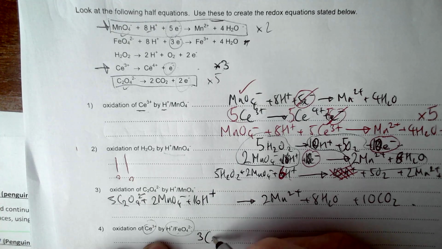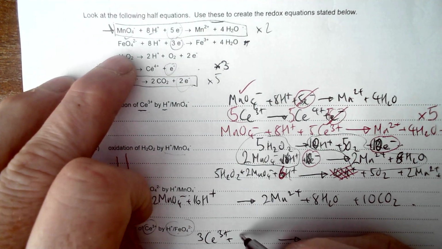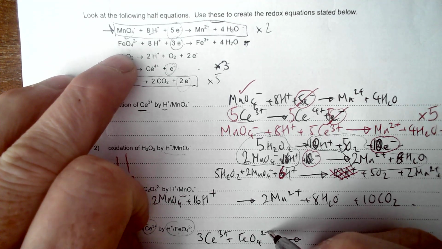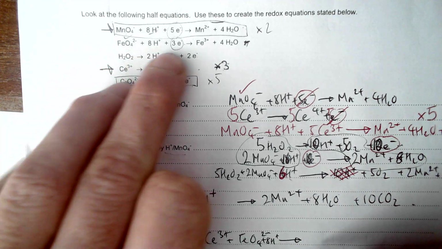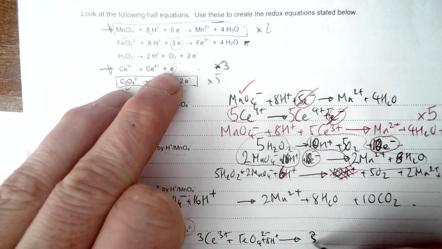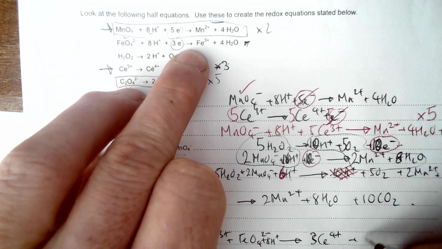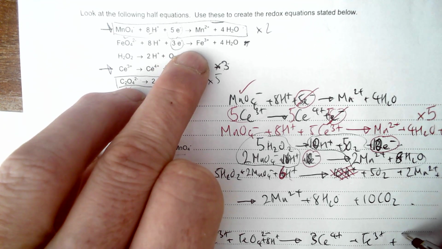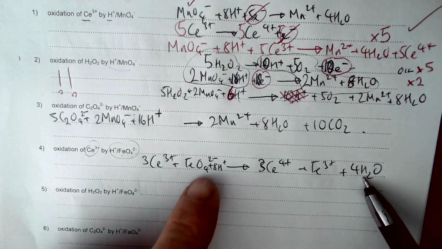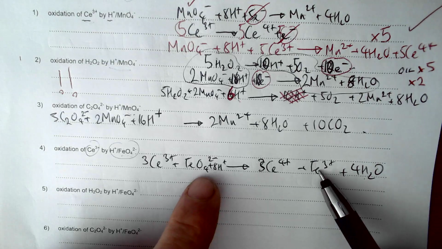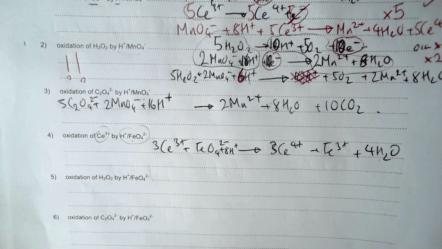So it's 3 Ce3 plus, FeO4 2 minus, 8H plus, it's squished in here, isn't it? 3 Ce4 plus, plus Fe3 plus, plus 4 H2O. It'll balance, it really will. 4 H2O, that's 8H plus, that balances. One iron ion over there. 3 ceriums, it all balances.